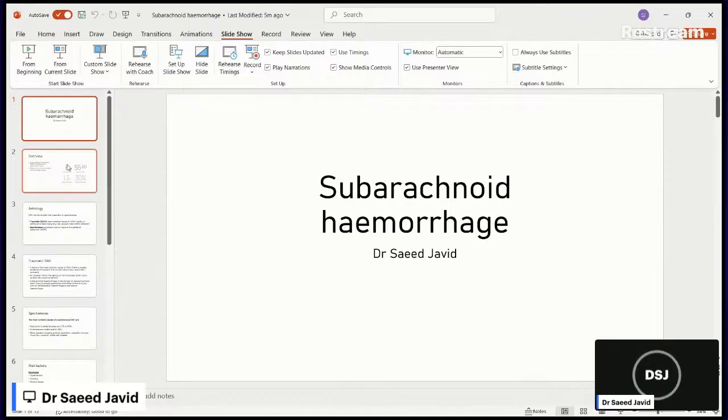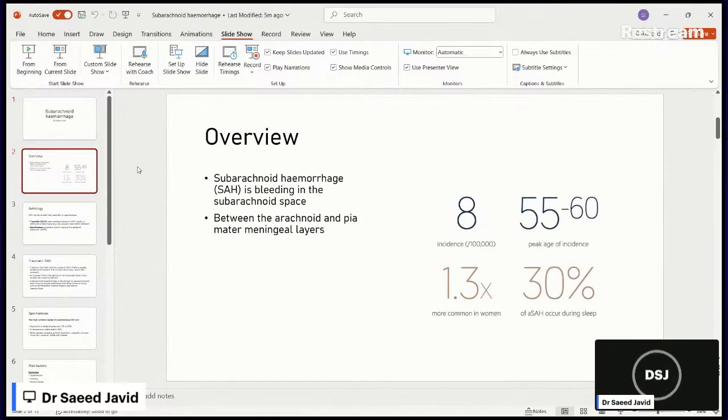Essentially, it's a very simple way of putting it. It's a bleed in the subarachnoid space, which is obviously the space between your arachnoid and your pia mater meningeal layers. So you might be thinking, what are those layers and what are the meninges? When you think about the brain, the brain is such an important organ that it's encased in three meningeal layers. These meningeal layers are basically protective coverings of the brain. They adhere to the surface of the brain and the spinal cord. And there are three meningeal layers.